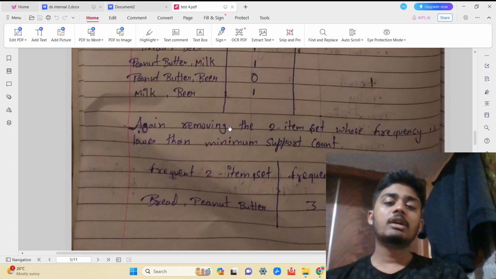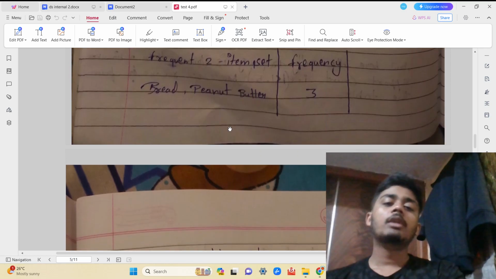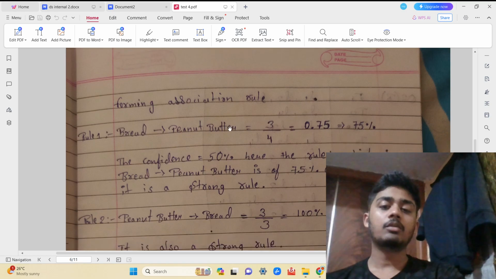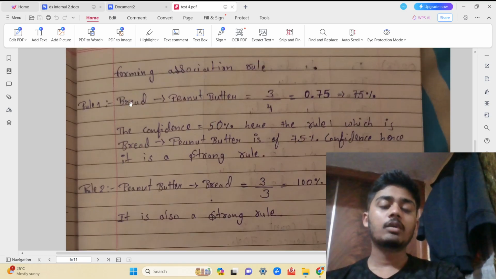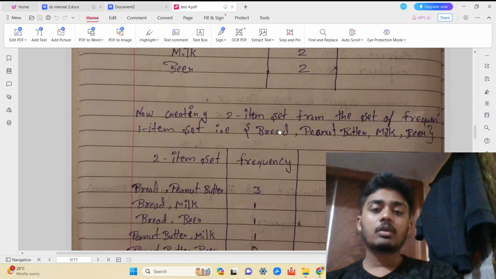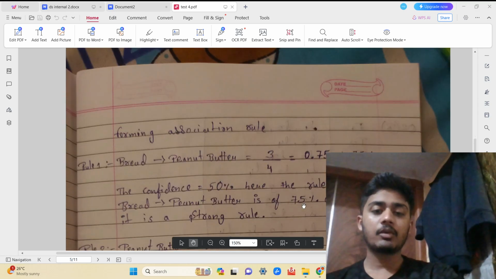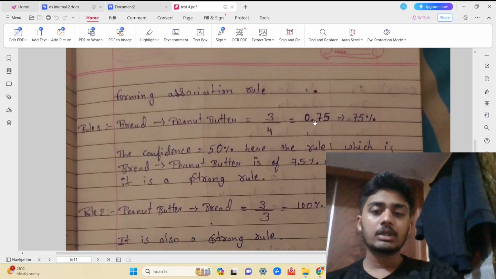Now as there is no option for three item associations, we will now calculate the association rules, form the association rules. First rule we can find: when we take bread, then what is the chance for peanut butter? So it will be 3 by 4, because 3 is the frequency for peanut butter, and for bread it is 4, which will be 75%. The confidence is 50%, so this is greater than the confidence percent, so this rule is valid.